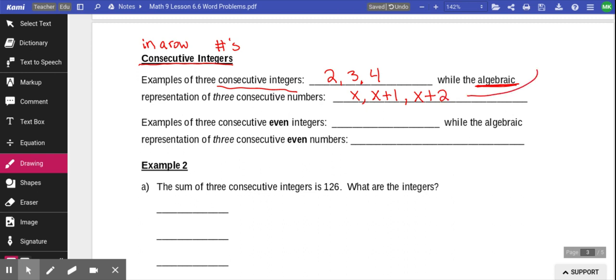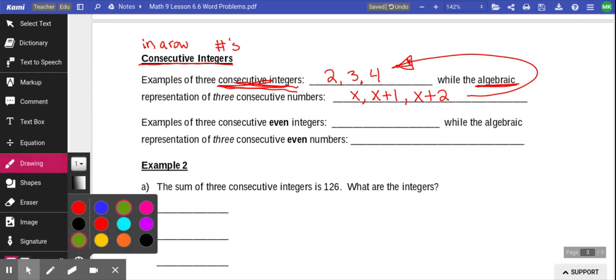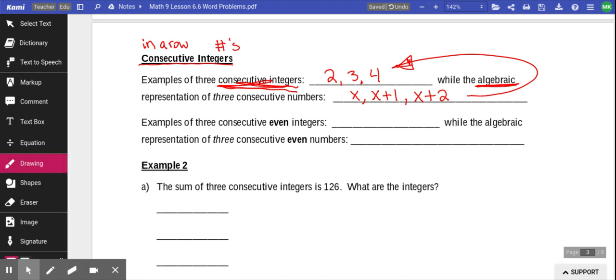These are consecutive integers, right? They mean the same thing. It's three numbers that would all be in a row. If we wanted to do consecutive even integers, so consecutive means in a row, even numbers is what integers means. That would be like 2, 4, 6.